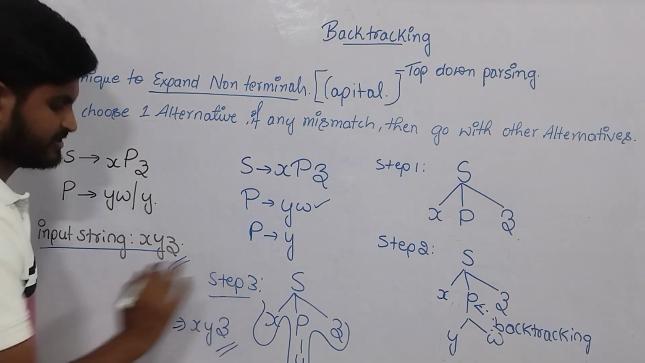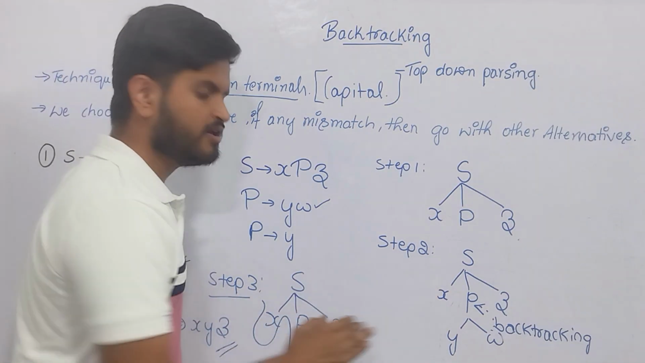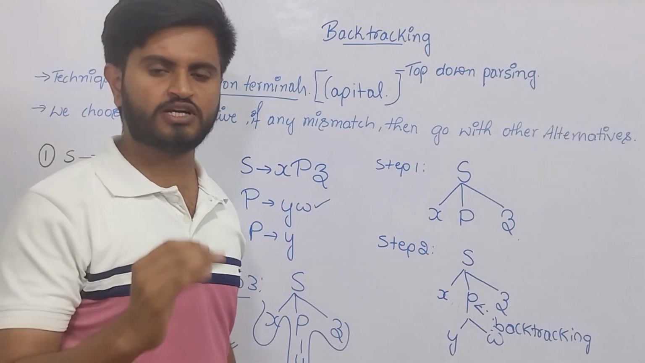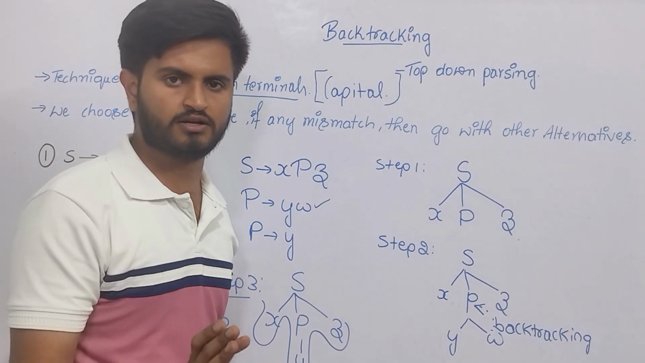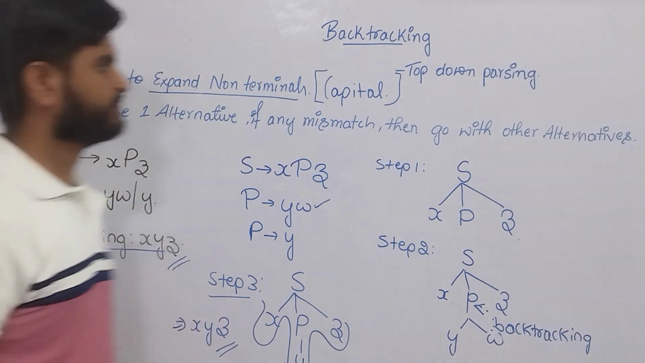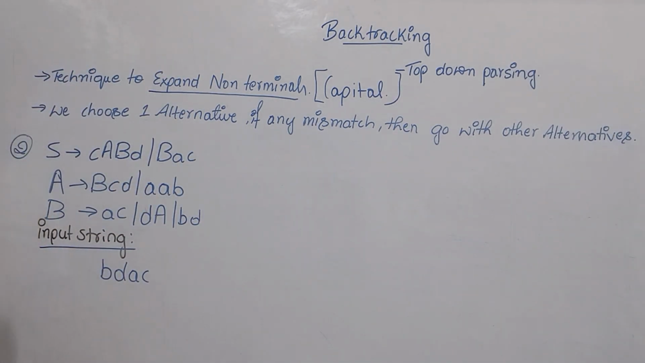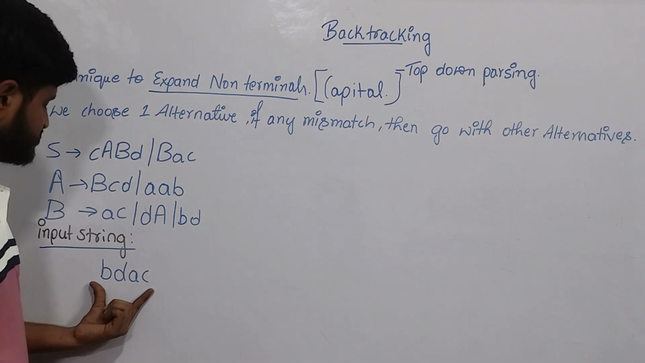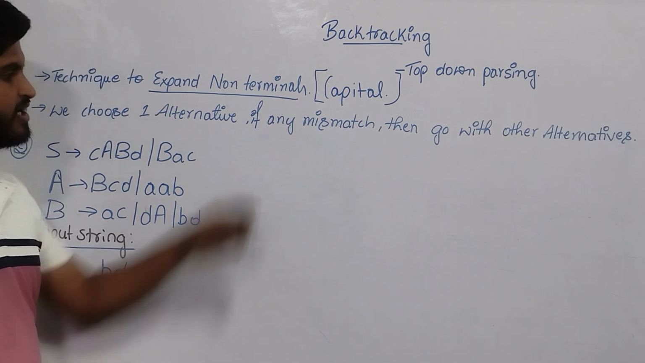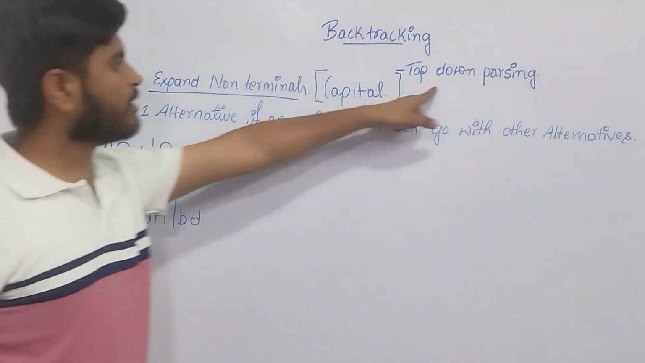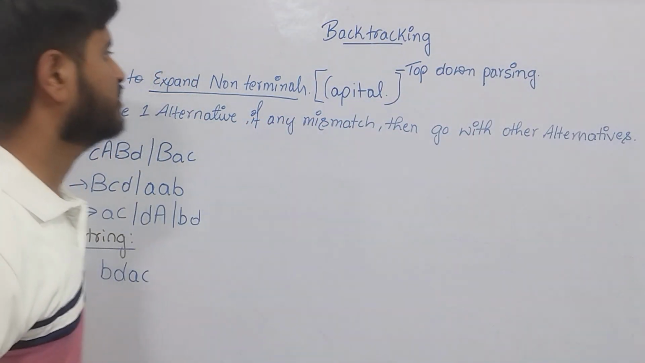Now I got it in the third step. So this is backtracking. Let's solve another problem so that you will understand the topic much more easily. Now let's solve the second question. So this is the second question. I want to generate the input string BDAC by drawing the parsing tree from top to bottom.